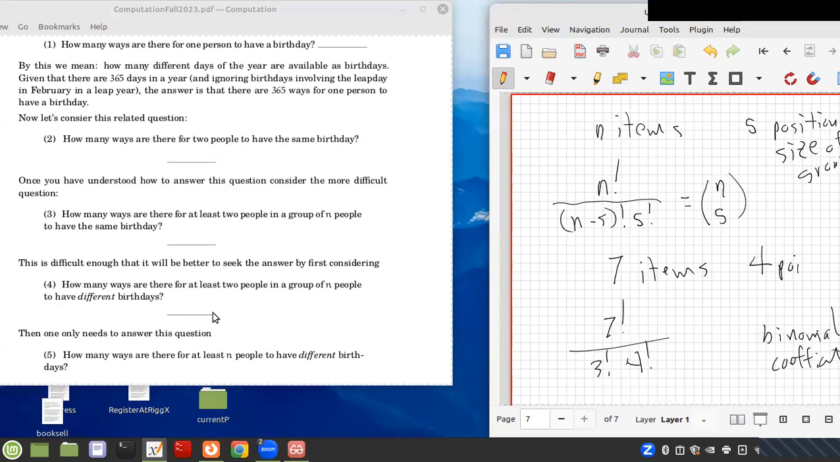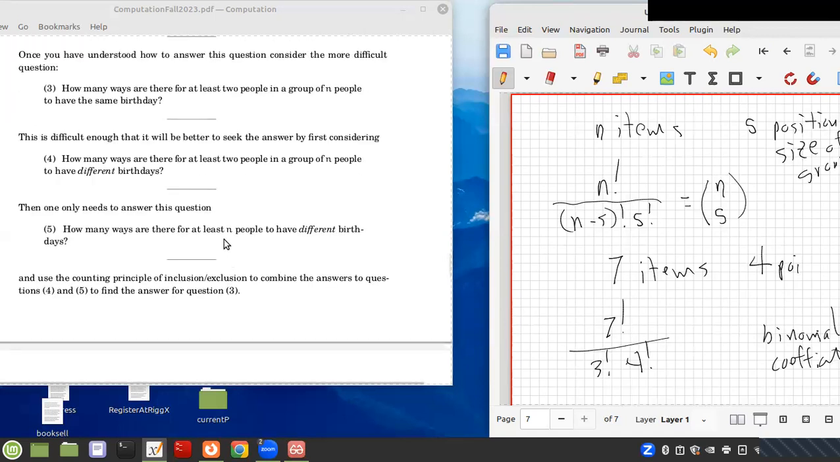Okay, now the real question is, how many ways are there for n people to have different birthdays? Let's say I have a group of 50 people. Out of 50 people, how many ways are there for there to be at least a pair of people with the same birthday? At least 2 people to have the same birthday. So if I figured out everyone's birthday, I'd know how many people have the same birthday.